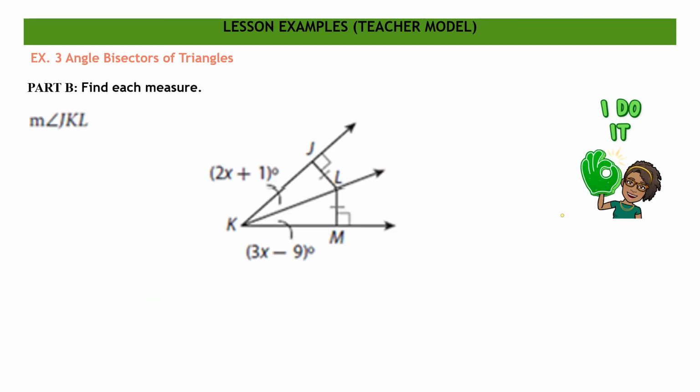Let's look at part B. So part B, once again, we're still dealing with the angle bisector theorem, but at this time we're trying to find the measure of an angle. We're trying to find angle JKL.